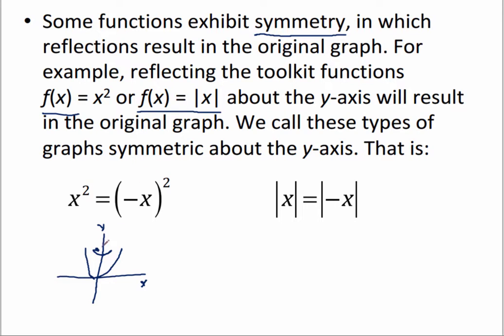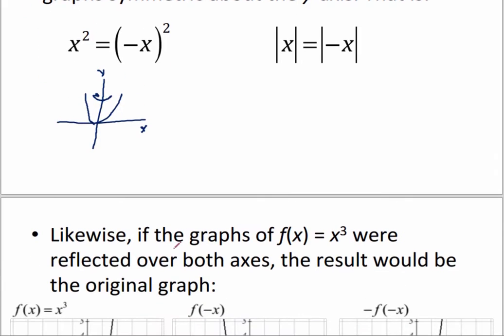In other words, if I took a mirror and laid it down on edge on the y-axis, what I would see on one side of the mirror would be the same as what I saw on the other side, assuming, of course, it's a two-sided mirror. Okay, so keep that in mind. That's the first type of symmetry we're going to talk about, symmetric about the y-axis.